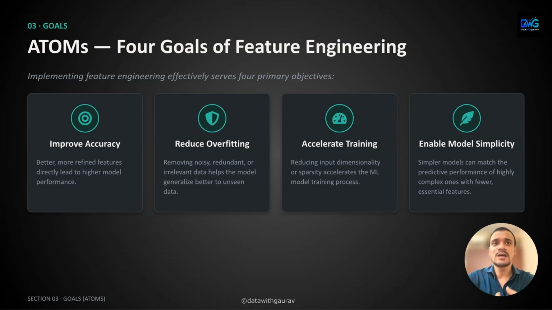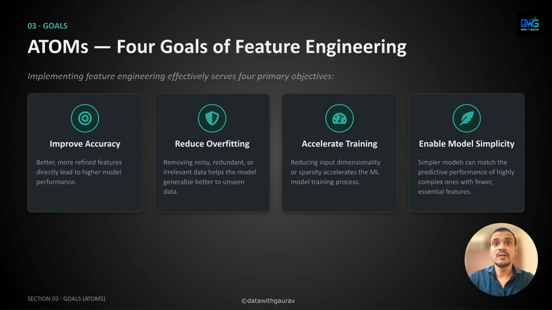So real world data are often very noisy and may contain irrelevant or very redundant information. If we feed all of these into the model directly, it may start memorizing the training data set itself instead of learning general patterns. By removing unnecessary features or retaining only the most relevant ones, we help the model generalize better to new and unseen data. The third goal is optimizing or accelerating the training process.